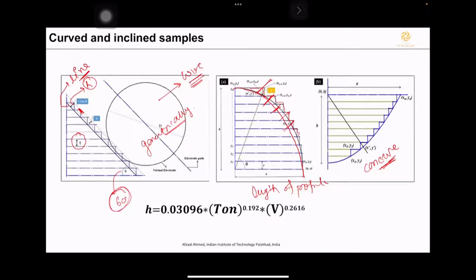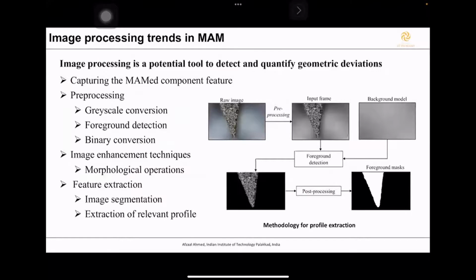So this ends the geometrical modeling aspect of dimension inaccuracies. Now we move on to the image processing part. I'll just take some water. In the meantime, if someone has any doubt till this point, they can ask me.